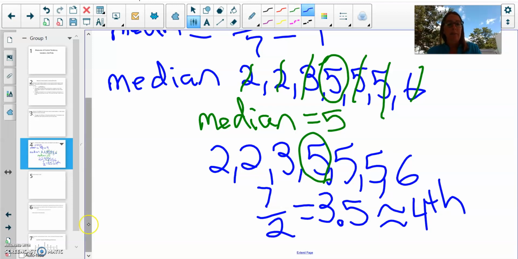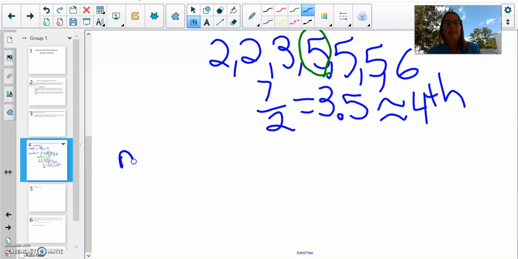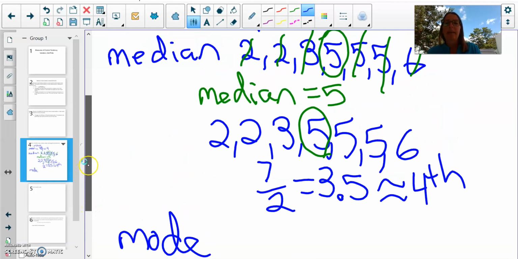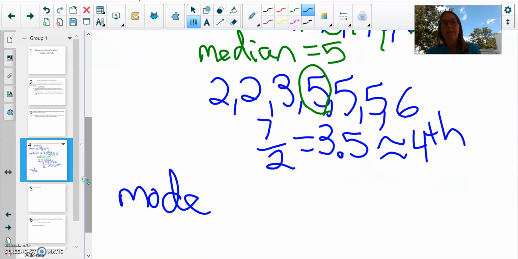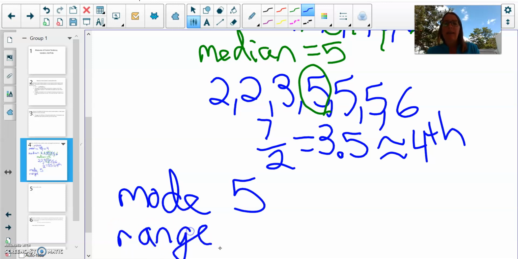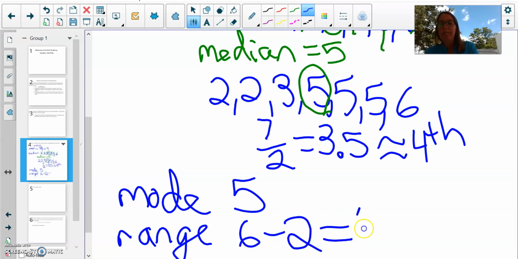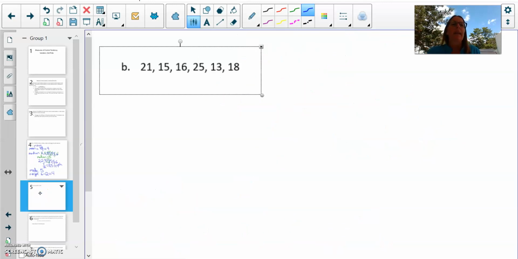Okay, next for the mode, it's the data value that repeats the most often. So when I look at my data, I can see there are 3 5s, and that occurs more than the others. So in this data set, I have one mode. And now for the range, it's the highest value minus the lowest. So I would do 6 minus 2. My range is 4. Okay, looking at our next data set, 21, 15, 16, 25, 13, and 18.